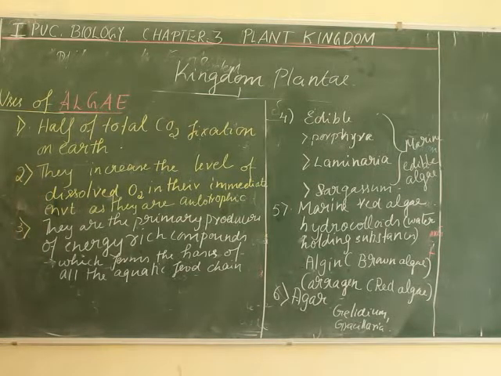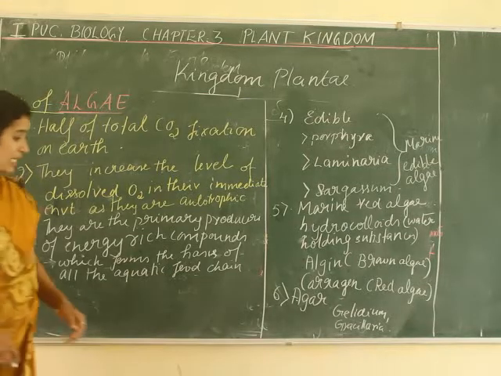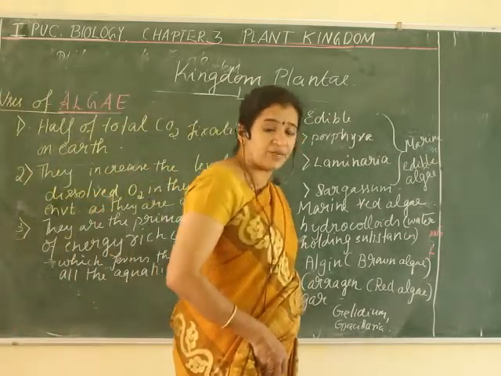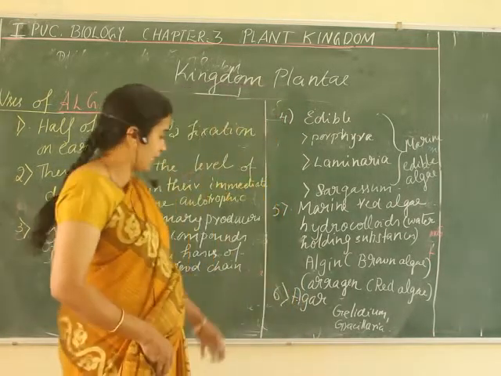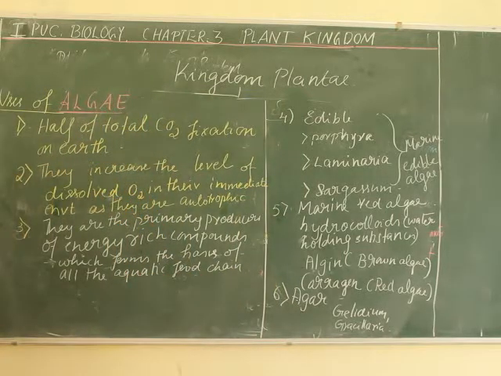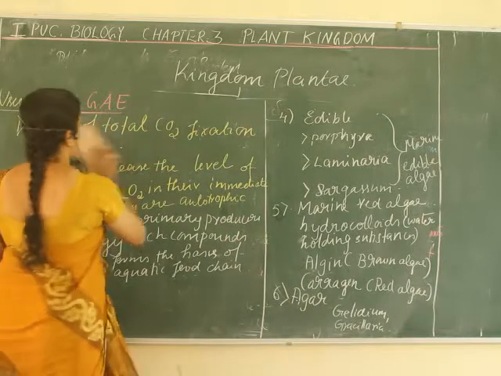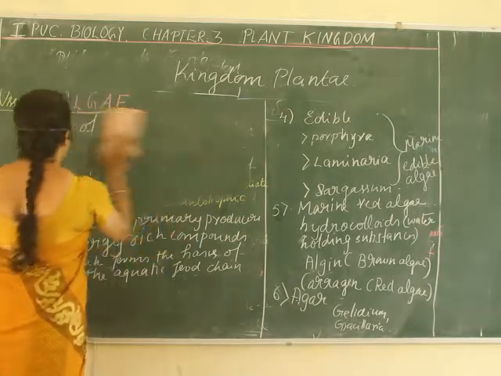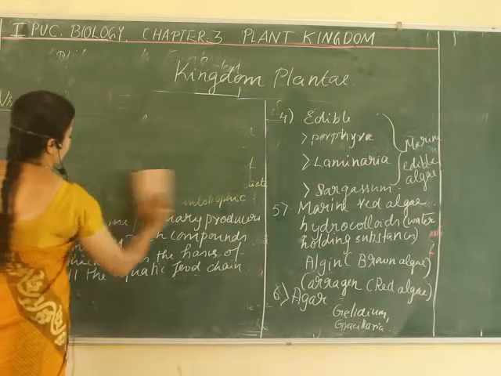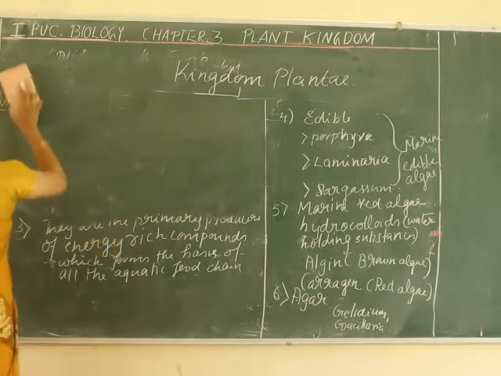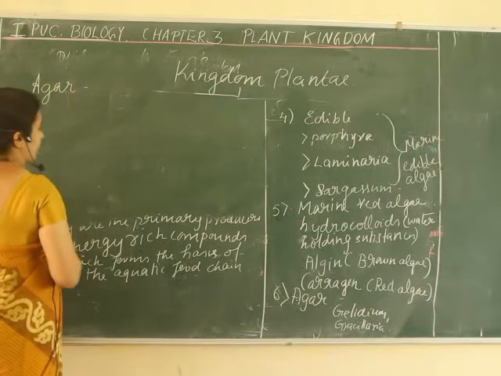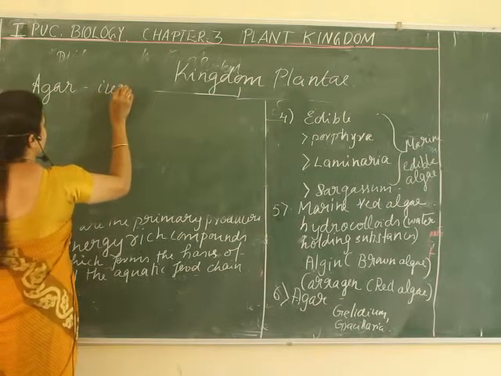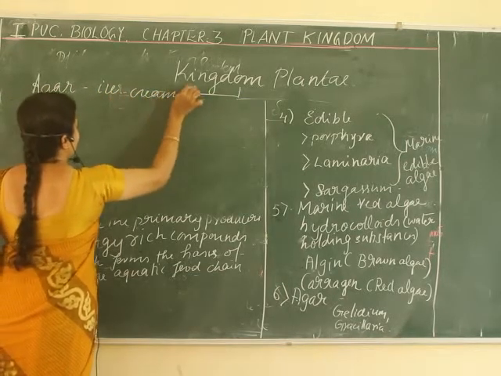Agar is used to grow microbes and in the preparation of ice creams and jellies. Remember, agar is not only used for growing microbes in the lab, it is also used for the preparation of ice creams. Most of you like ice cream, right? So ice creams cannot be completed without algae. Agar is used in the preparation of ice creams and jellies.